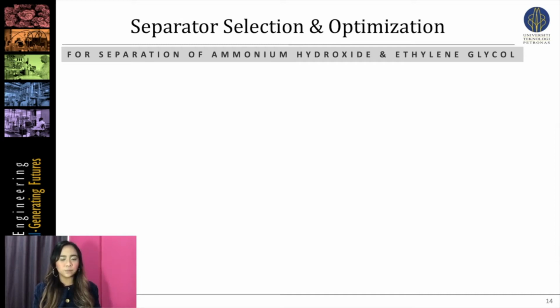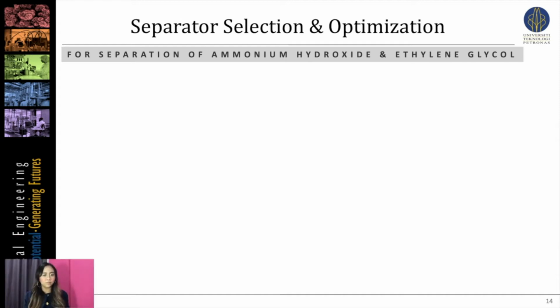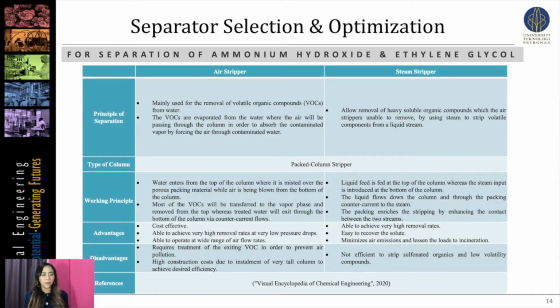In general, a stripper column is known as a chemical equipment used for physical separation. One or more components are removed from a liquid stream by a vapor stream. Two types of packed column stripper are being compared, which include air stripper and steam stripper, including their advantages and disadvantages as shown in this table.